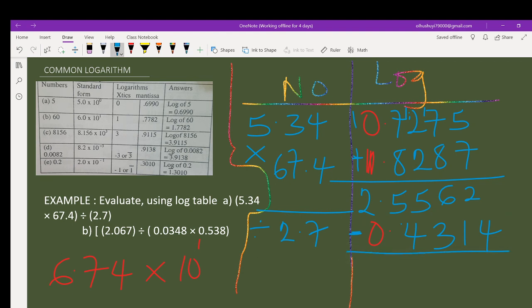So 4 minus 2 not possible, 2 minus 4 not possible. 12 minus 4, that is 8. This becomes 5. 5 minus 1, 4. 5 minus 3, 2. 5 minus 4, 1. 2 minus 0, that is 2. So you have 2.1248. So here we will have what we call antilog here.